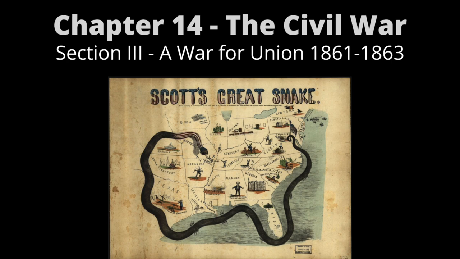The border states of Delaware, Maryland, Missouri, and Kentucky maintained geographic, social, political, and economic connections to both the North and the South. All four were immediately critical to the outcome of the conflict.